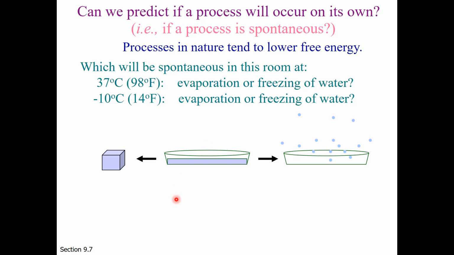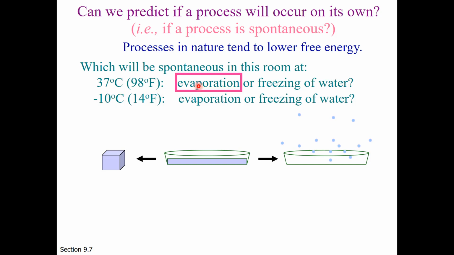So now we're back to our original question. Can we predict if a process will occur on its own? Now we know temperature is involved. So which will be spontaneous in a room at 37 degrees Celsius and minus 10 degrees Celsius? Let's look at 37 degrees Celsius first.